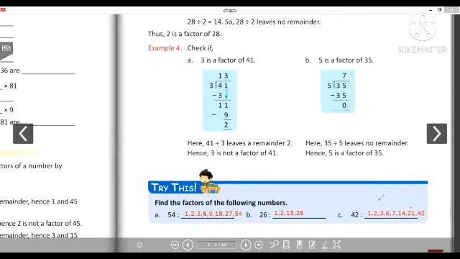Okay, for example, this 3. If we divide 42 by 3, it will be equal to: 3 ones are 3, 4 minus 3 is 1, and then a 2, and then 3 fours are 12. So what did we get? We got 14. Similarly, if you divide 42 by 2, you will get 21.